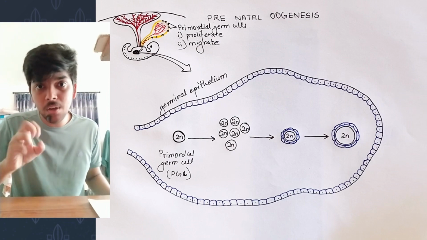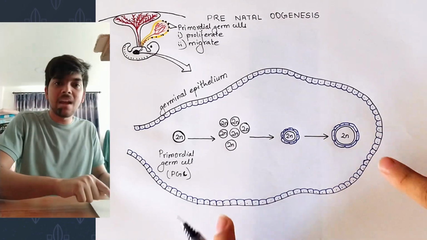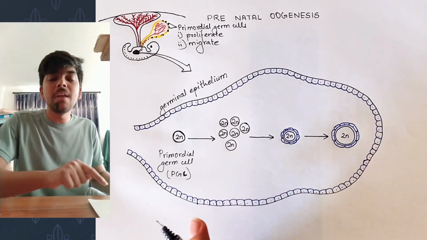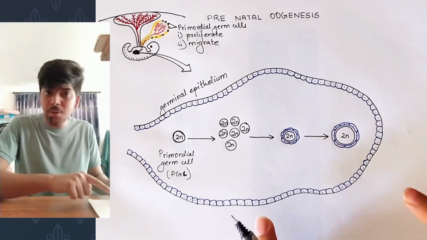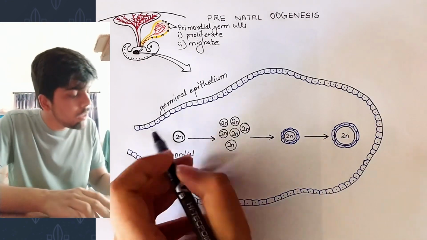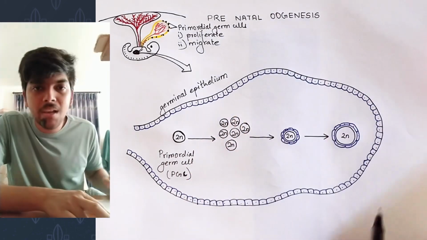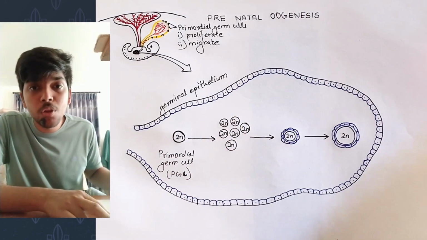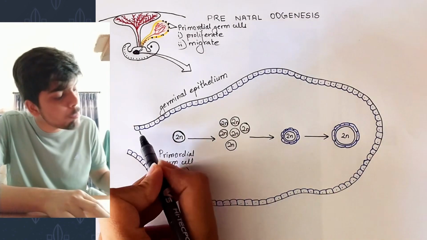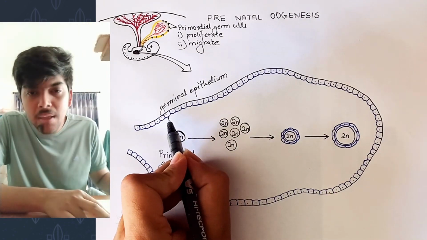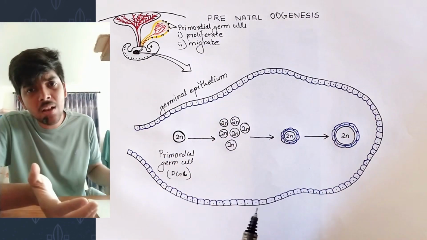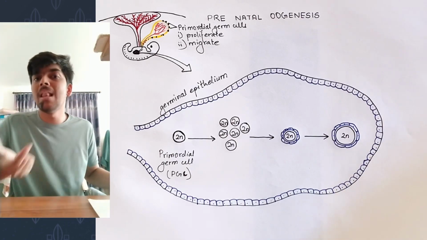Now let's look at the ovary of the fetus. This right here is the ovary of a female fetus. And as you can see from the diagram, the wall of the ovary is lined by simple cuboidal epithelium. Why is it called simple cuboidal epithelium? Because the type of cells present are cube-like and they are arranged in one single layer. That's why simple cuboidal epithelium.